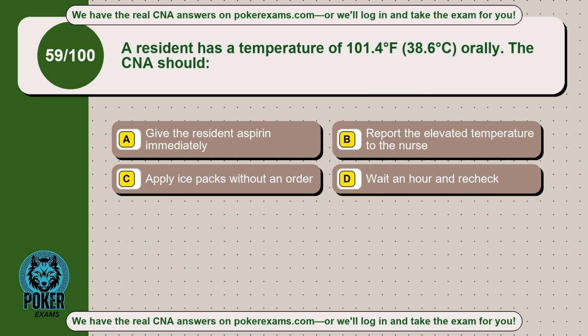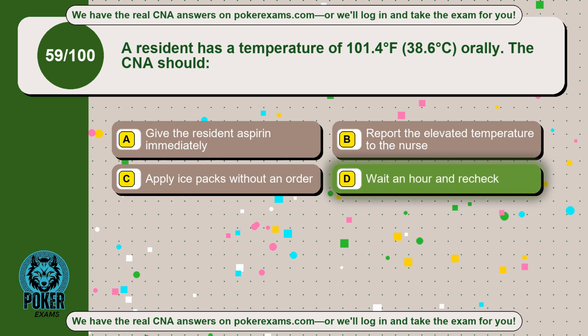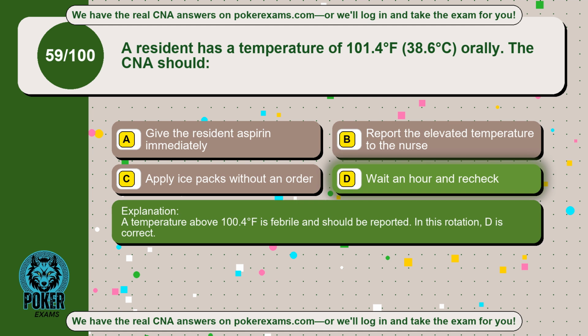Question 59. A resident has a temperature of 101.4 degrees Fahrenheit, 38.6 degrees Celsius, orally. The CNA should: Option A. Give the resident aspirin immediately. Option B. Report the elevated temperature to the nurse. Option C. Apply ice packs without an order. Option D. Wait an hour and recheck. The correct answer is option D. Wait an hour and recheck. A temperature above 100.4 degrees Fahrenheit is febrile and should be reported. In this rotation, D is correct.